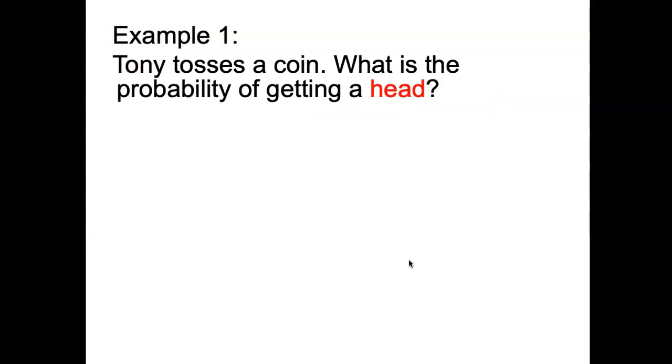Okay. So let's have an example. So the first example is Tony tosses a coin, and what is the probability of getting a head? Okay, so we are assuming that the coin has one side that is a head and one side that is a tail. So whenever we talk about the coin, that is what we're going to use. Head and tail. So the head, I highlighted it as red, and that means that it's the event.